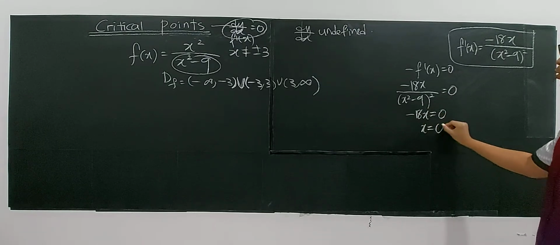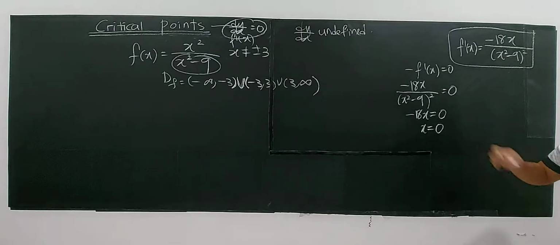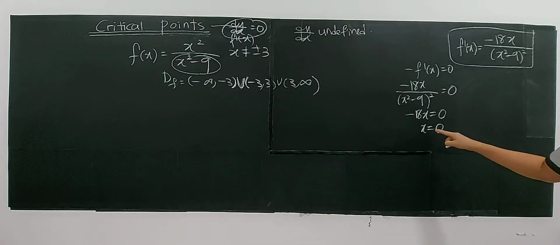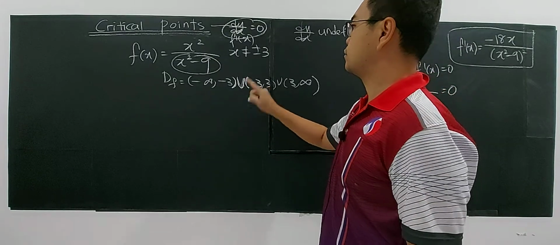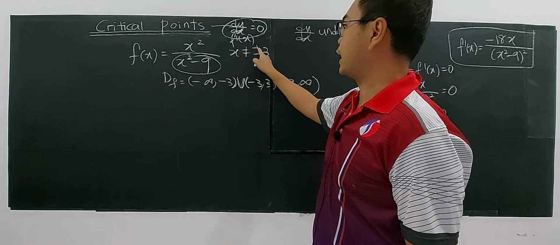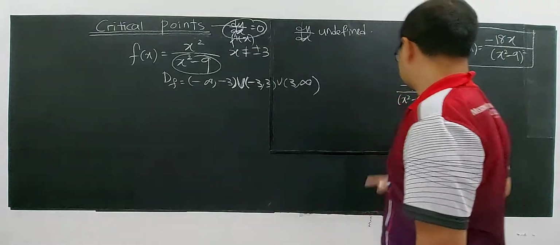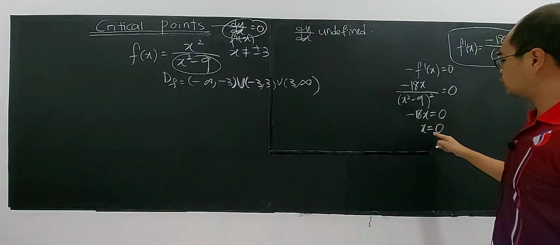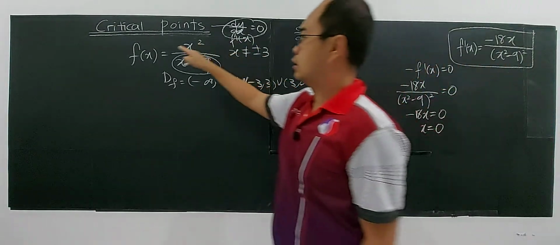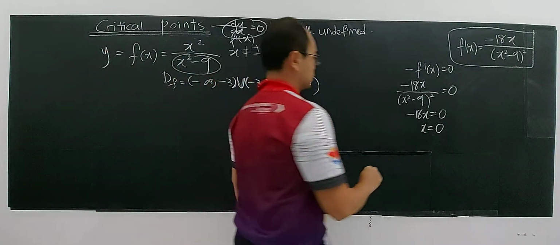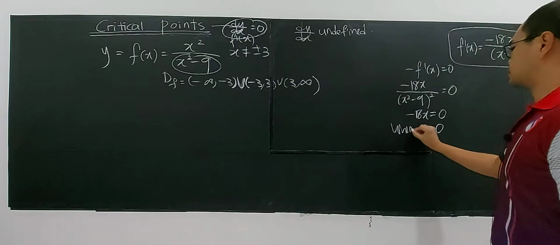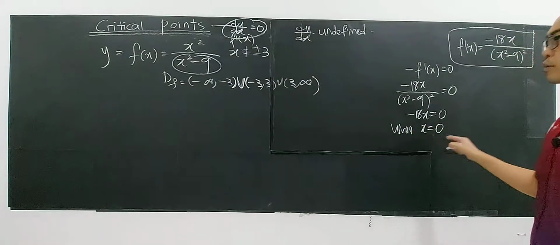Then x equals 0 is considered a critical point. Why? Because 0 is in the domain, right? 0 lies between them. You only cannot accept negative 3 and 3, so 0 can be accepted. And you can substitute 0 into the function to get the value of y. So when x is 0, this is a critical point.